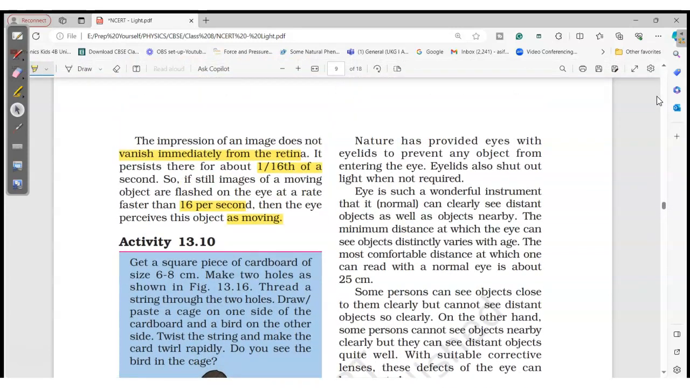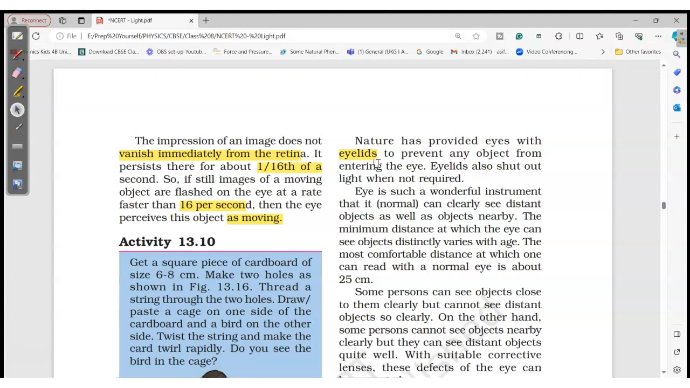Okay. So nature has provided our eyes with eyelids. And why do we have eyelids? Nothing that is given to us is without any use. They all have some purpose. Each and every part of the human body has a purpose. So to prevent any object from entering the eye, eyelids also shut out light when it is not required.